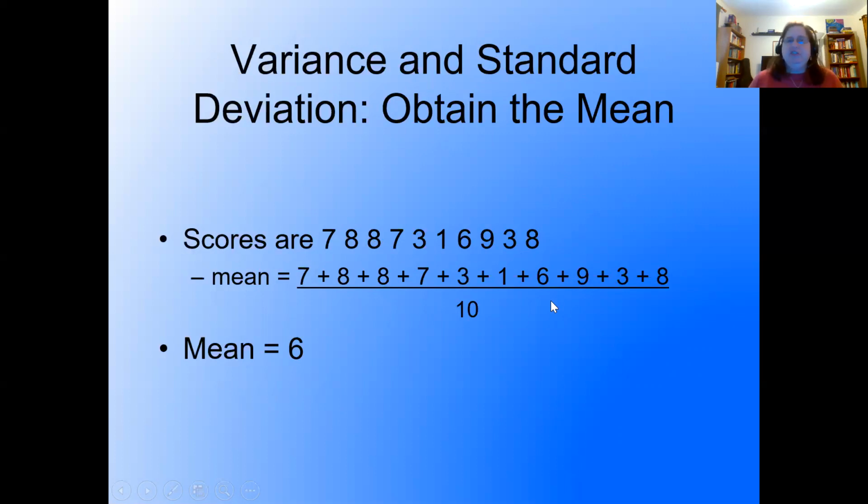Now that doesn't change. Just to be clear, the way we get the mean doesn't change regardless of whether we're in sample or population land. Only that last step that we were talking about changes. So the mean so far doesn't matter whether we're doing population or sample, we always get the mean the same way. Okay, so we added all these up, we got 60, we divided by 10, we got 6.